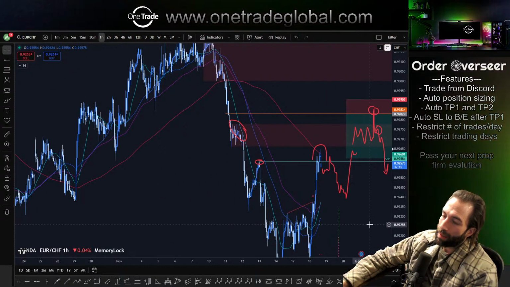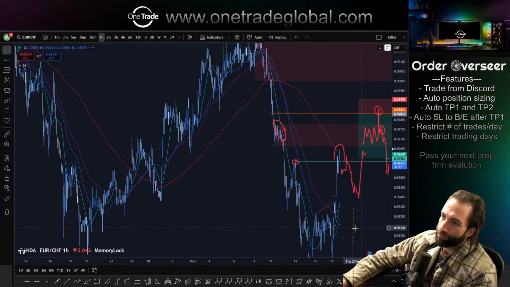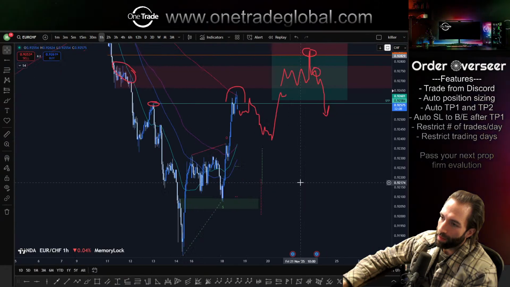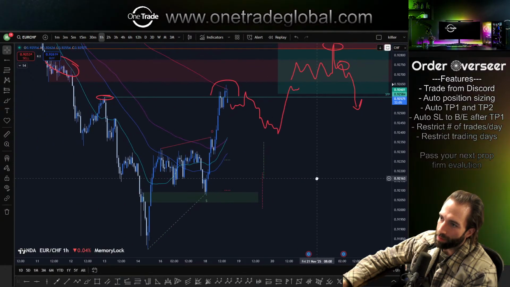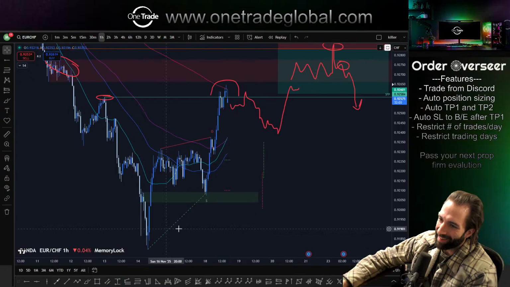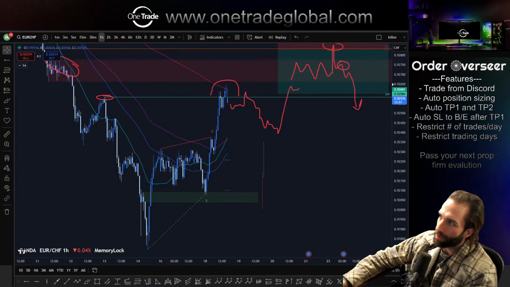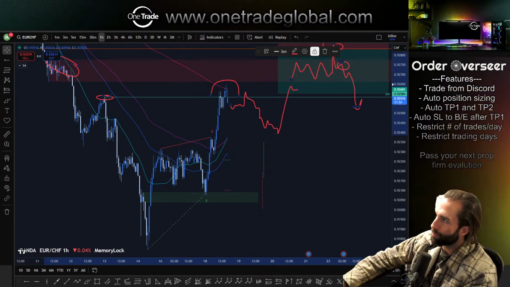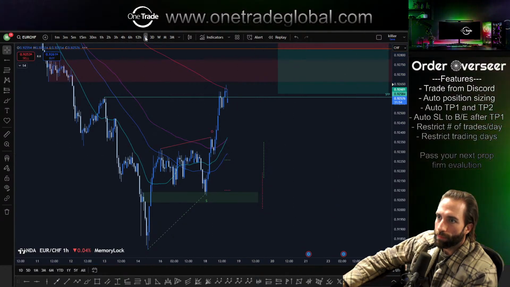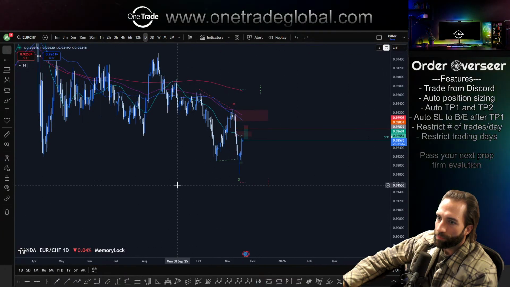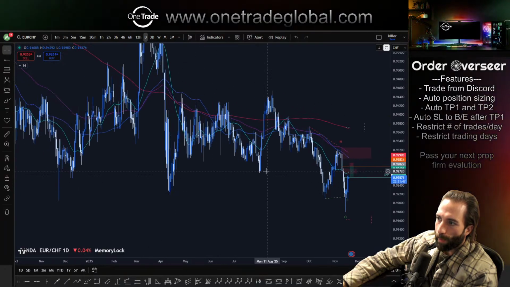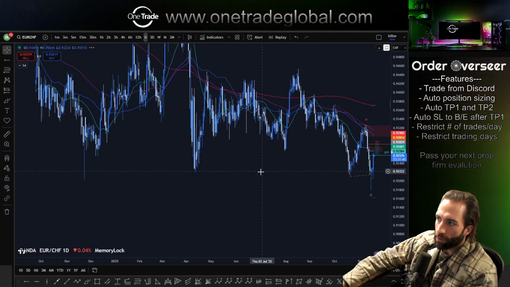Would I long? I don't know. I mean, it's at all-time lows, right around a nice reaction off the daily. Let's pull that back up again. It's a good reaction off the low. Usually some degree of continuation.